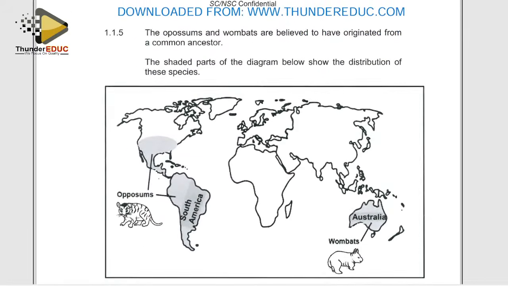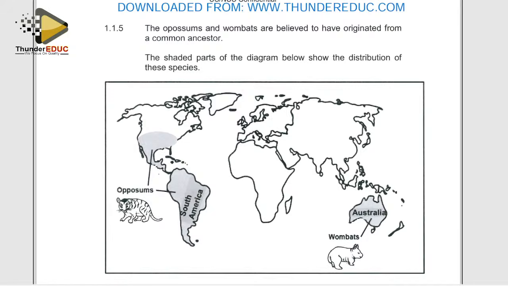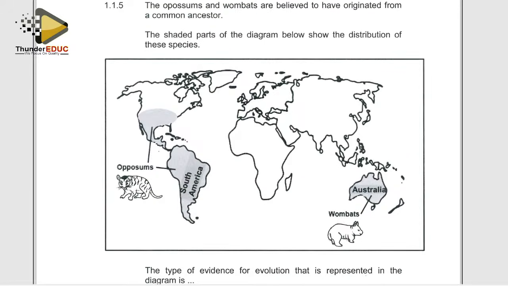Then we go to 1.1.5. They're saying that opossums and some others are believed to have originated from a common ancestor. The shaded part of the diagram below shows the distribution of these species. So we have these shaded parts, the distribution of the species.